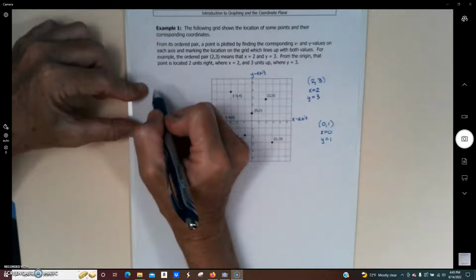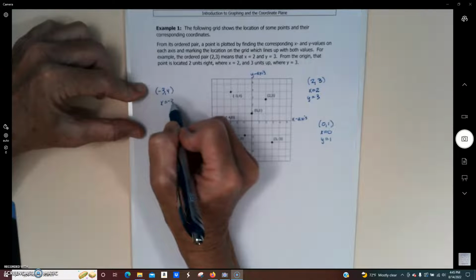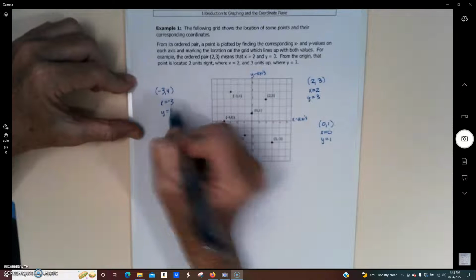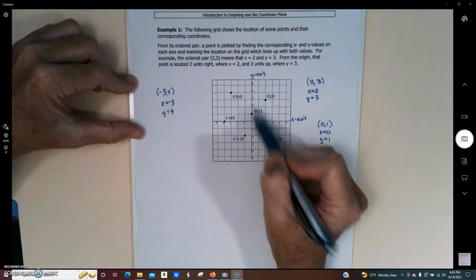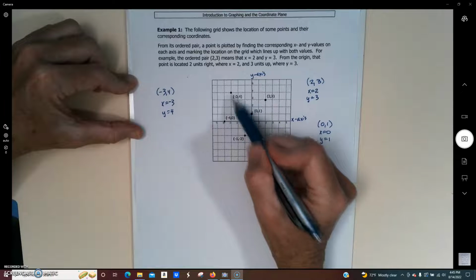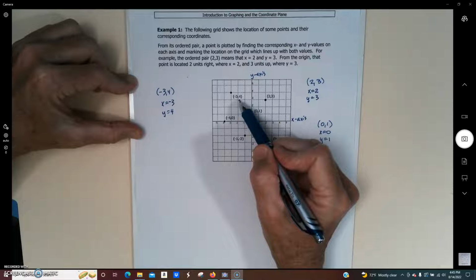This ordered pair, negative 3, 4, means x is negative 3 and y is 4. Negative 3 on the x-axis, 4 on the y-axis, and where they meet is the ordered pair negative 3, 4.